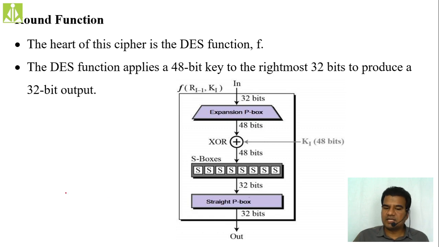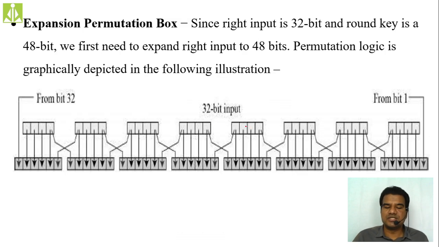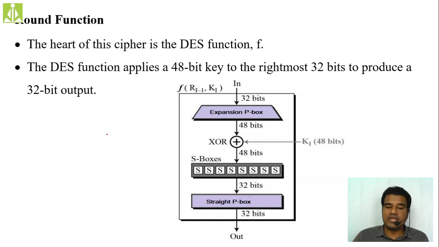From the plain text, we are taking 32 bits, and we are expanding them by some expansion box. We are expanding the 32 bits into 48 bits. That expansion you can see over here: from 32 bits, we are getting 48 bits. Okay, this particular mechanism we are applying, and we are getting 48 bits. That 48 bits is going to be XORed. We are going to perform the XOR operation with the 48 bits of the sub key.